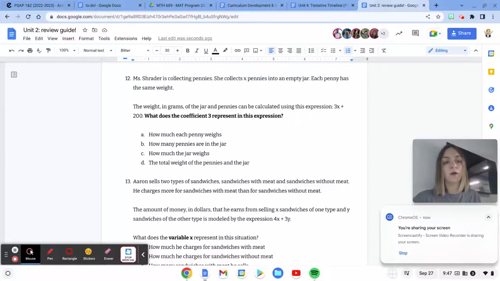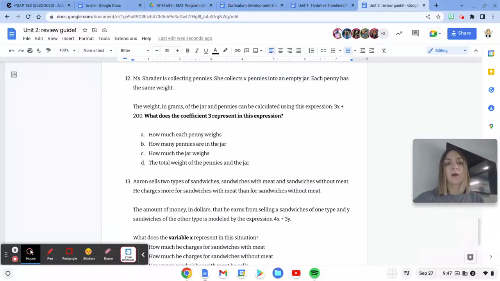Question 12 and question 13 are pretty similar. The first one says Miss Schrader's collecting pennies. She collects X pennies into an empty jar. Each penny has the same weight. The weight in grams of the jar in pennies can be calculated using the expression 3x plus 200. What does the coefficient 3 represent in this expression?